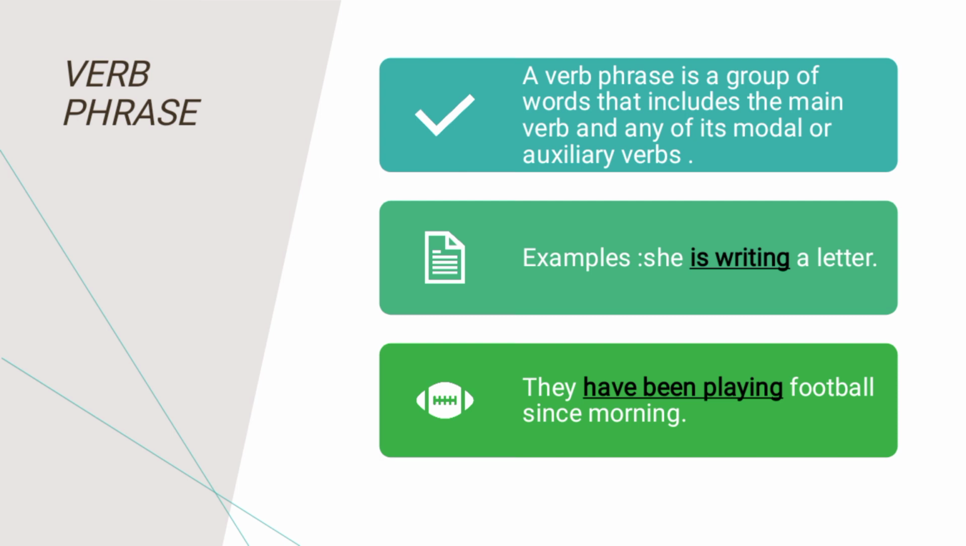Next we have the verb phrase. What is a verb phrase? It is a group of words that includes the main verb, modal verb and auxiliary verb. For example, she is writing a letter. Here you can see the underlined part of the sentence, is writing, is a verb phrase because it contains an auxiliary verb plus a main verb. They have been playing football since morning. Have been playing is a verb phrase here.